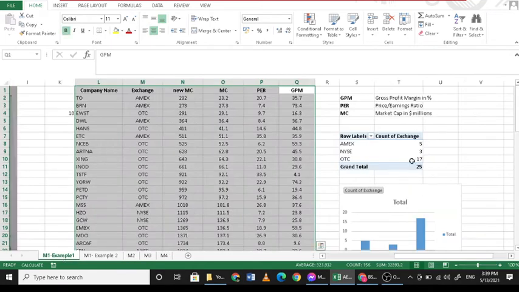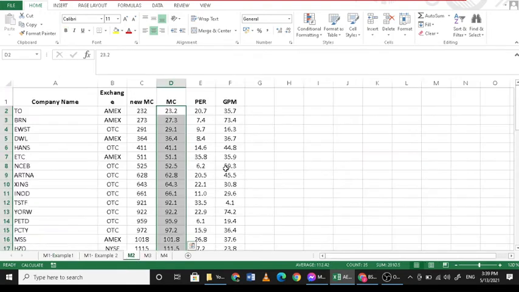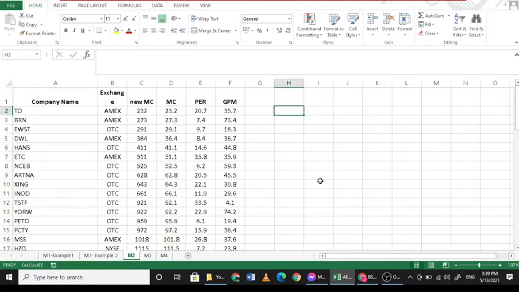What does GPM stand for? Gross profit margin in percentage. Okay, so gross profit margin in percentage. Then let's have your mean, your median, and your mode. Okay. I'm just warning you. The warning can come later. So let's start with the median.